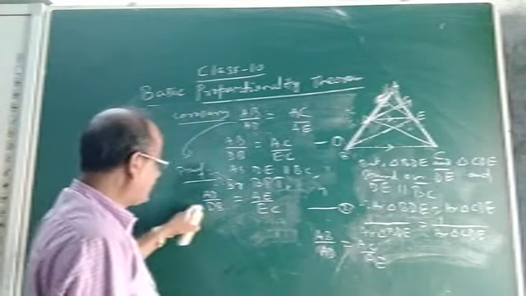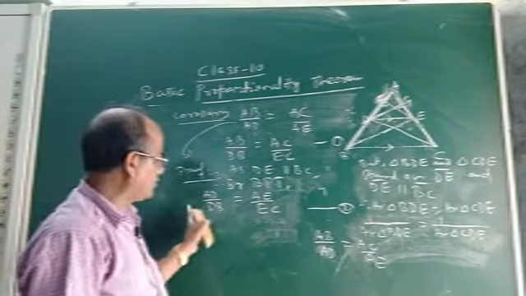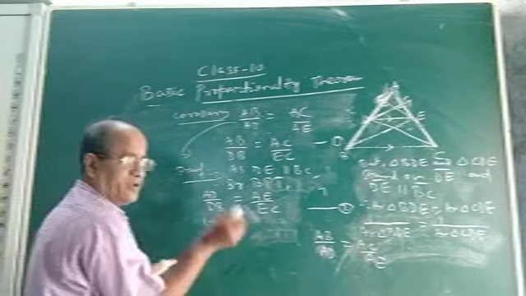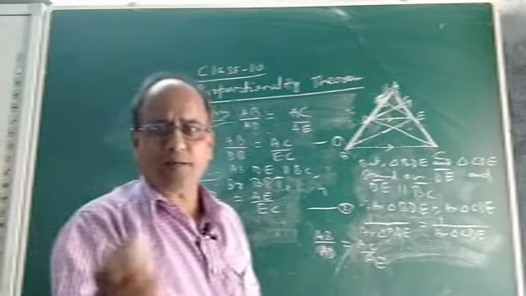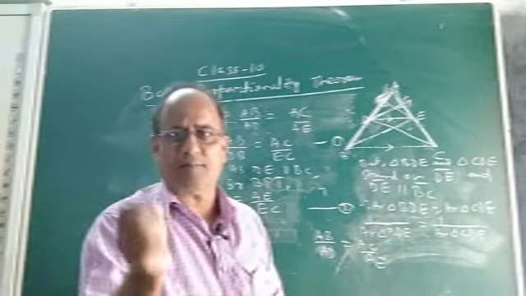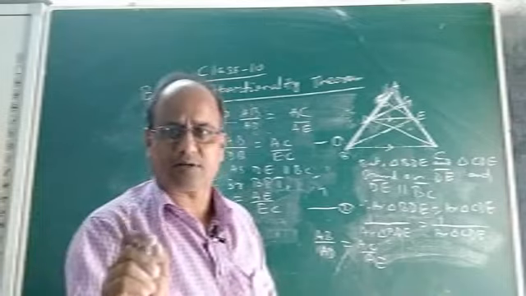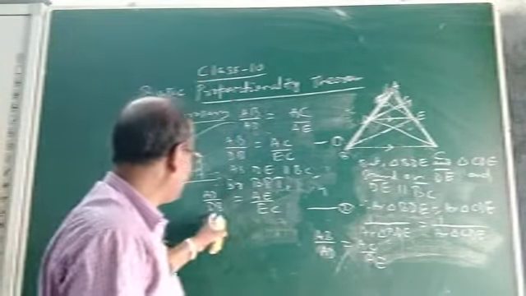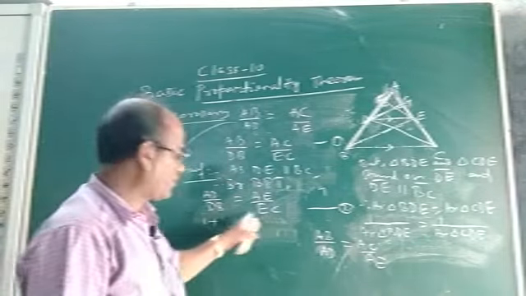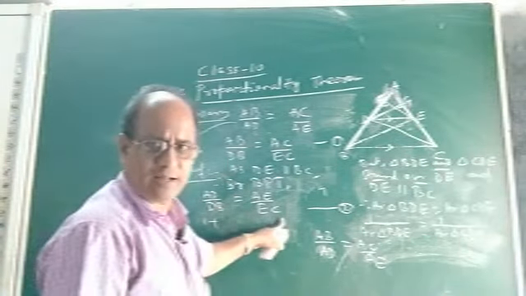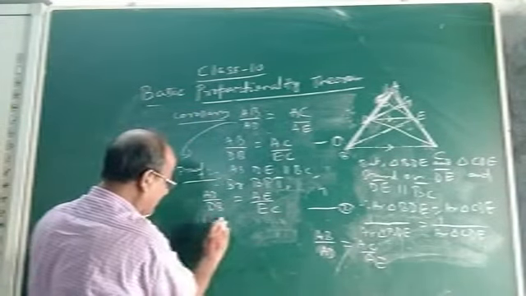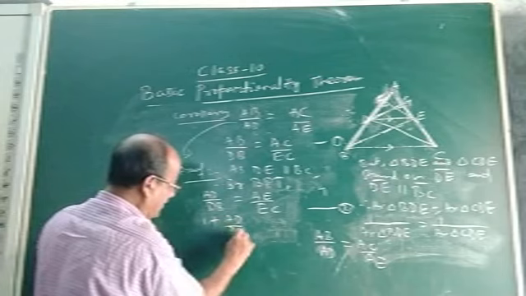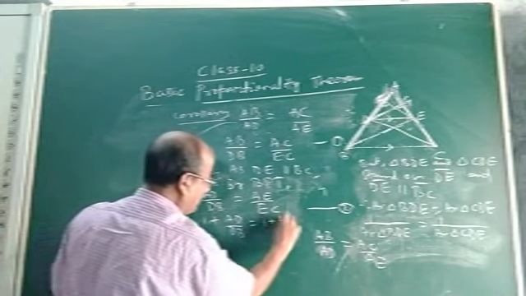How? Just add one to the left hand side and the right hand side. Because to any equation, if we add, subtract, multiply or divide the same number, constant or expression, the equation does not change. And clearly this is an equation. So you add 1 to both sides. What will happen? 1 plus AD by DB equals 1 plus AE by EC.